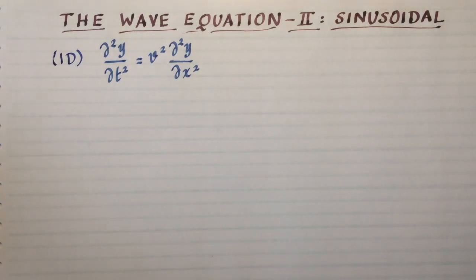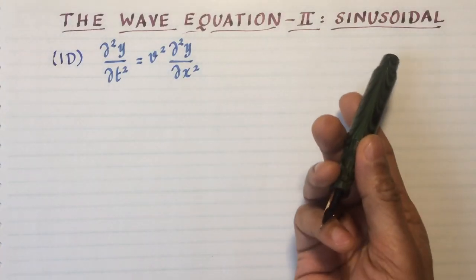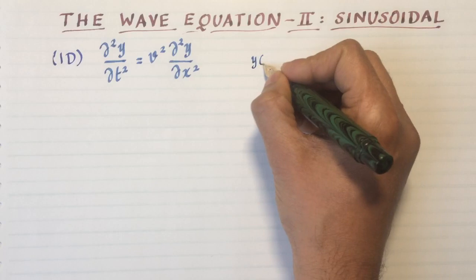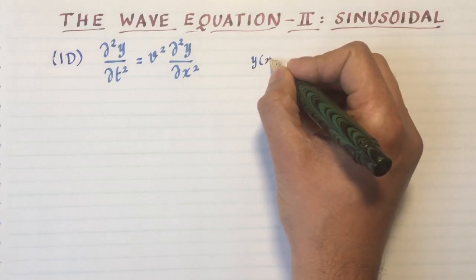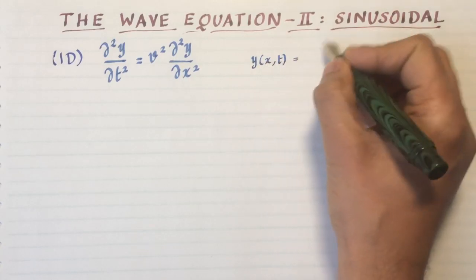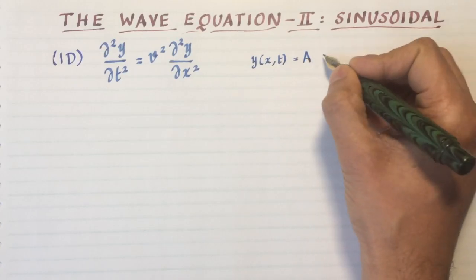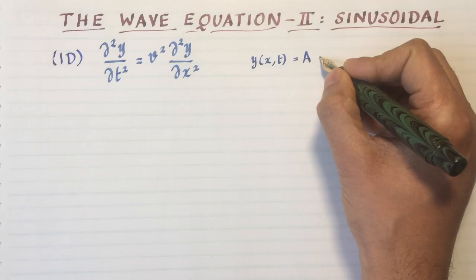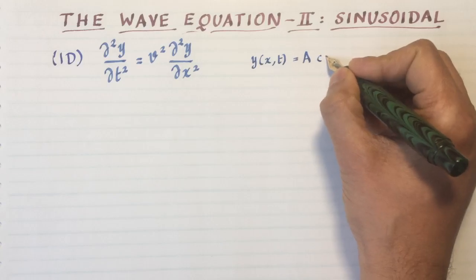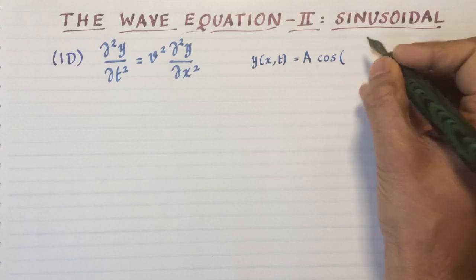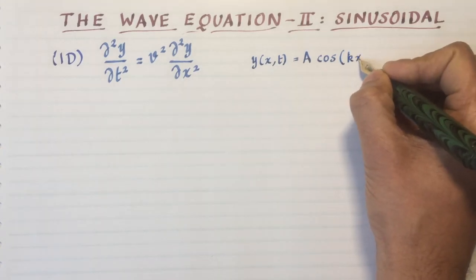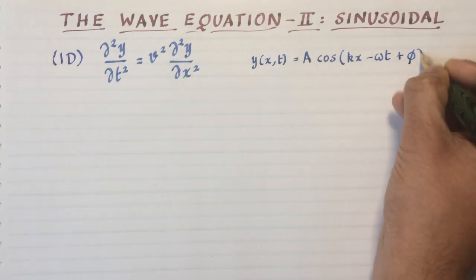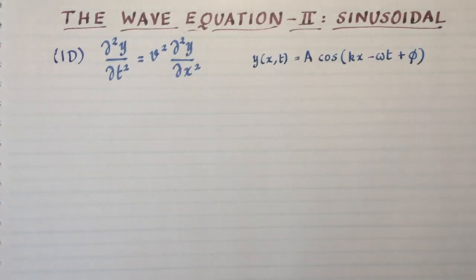minus vt. Now, a special kind of solution is called the sinusoidal solution to the wave equation, and let's talk about that in this part of the video. And that would be written as y of x,t equals some constant known as the amplitude A, sine or cosine, I really don't care what I want to use there. I'll just put cosine for fun. k x minus omega t plus some phase factor called phi. So that would be an example of a sinusoidal solution.